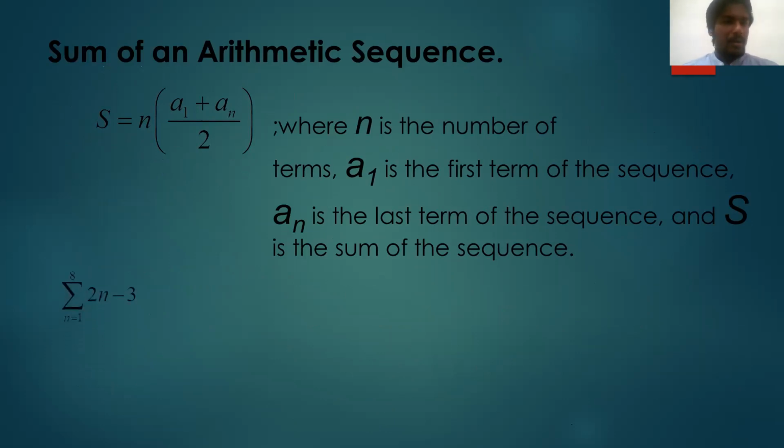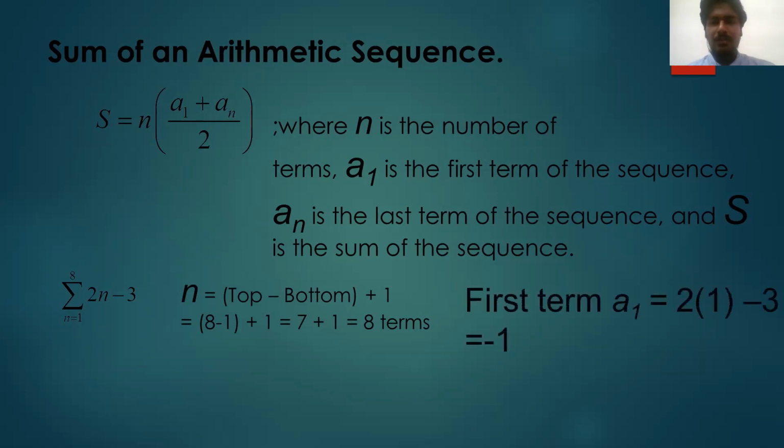Okay. So the sum from n equals 1 to 8 of 2 to the power n minus 3. The number of terms n is equal to top minus bottom plus 1. In the top we have 8 and in the bottom we have 1. So 8 minus 1 plus 1 is 7 plus 1, which is equal to 8 terms.